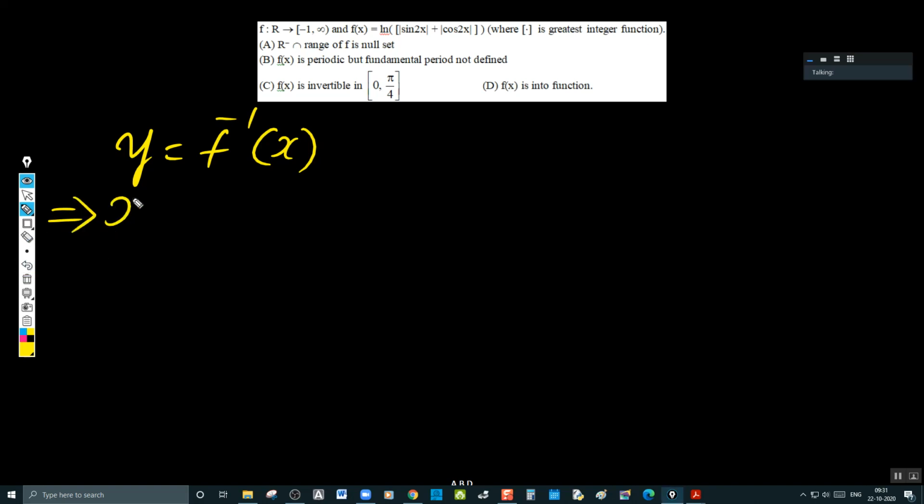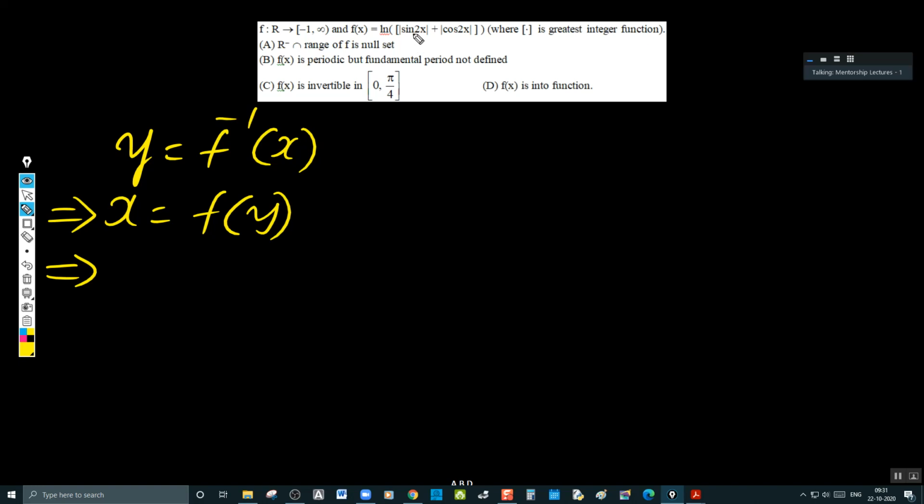We can directly substitute 0. In this one, you meant to say? Yes, we'll get log of 1, which is 0. Log 1 is 0, no? Yes, sir. If you substitute pi by 4, then also you'll get log 1, 0. You are getting not invertible. It's not invertible.